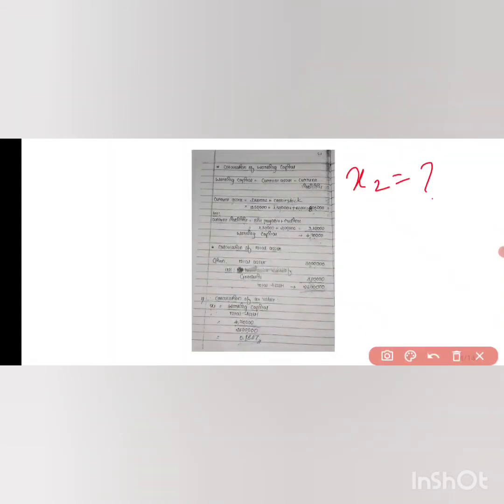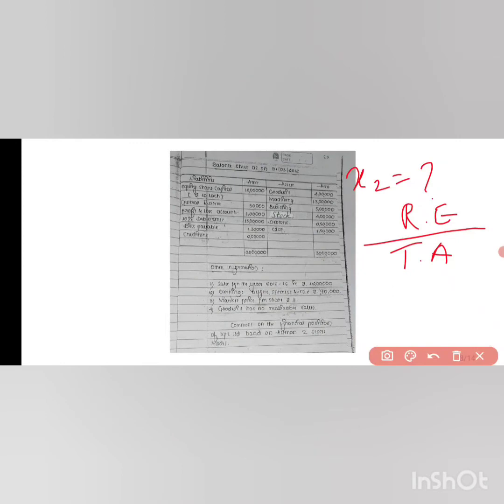How to calculate the X2 value? What is the formula of X2? Retained earnings divided by total asset. This is our formula. So just see the question. Do we have retained earnings? Yes, we have, but we have to calculate it. They have not given it to us directly in the question. See here, general reserve and profit and loss account, these two will be our retained earnings, right? 50,000 plus 1,20,000.